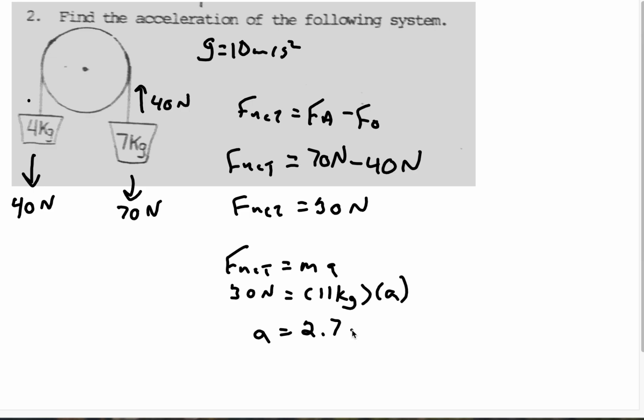2.7 meters per second squared. So you guys, on your test, you can change gravity to 10 if you want. You can just round it to 10. All right, it makes the math a lot easier.